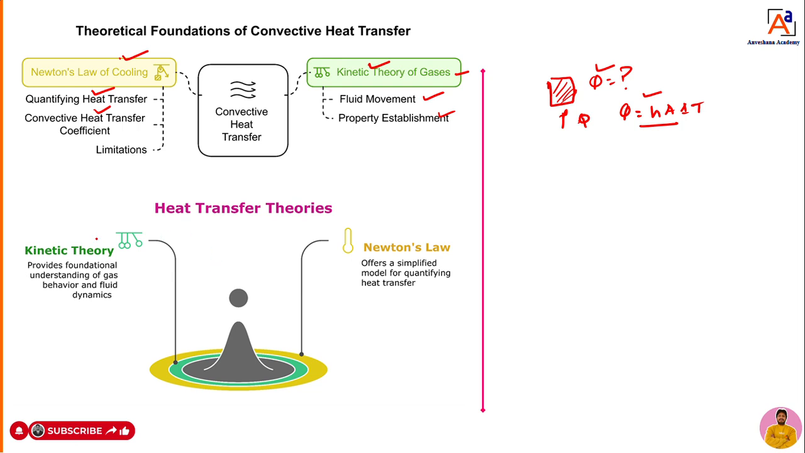Okay, in quick recall, what is kinetic theory? It provides a foundational understanding of gas behavior and fluid dynamics. Why the gas is moving, what force it is moving with, that will be explained by kinetic theory. Whereas Newton's law of cooling, what does it tell during heat transfer? It will simplify. It will give how much heat is transferred. It is telling that the heat transfer event or phenomenon is happening, that much only. But why the heat is getting transferred, that will not be explained by a law.